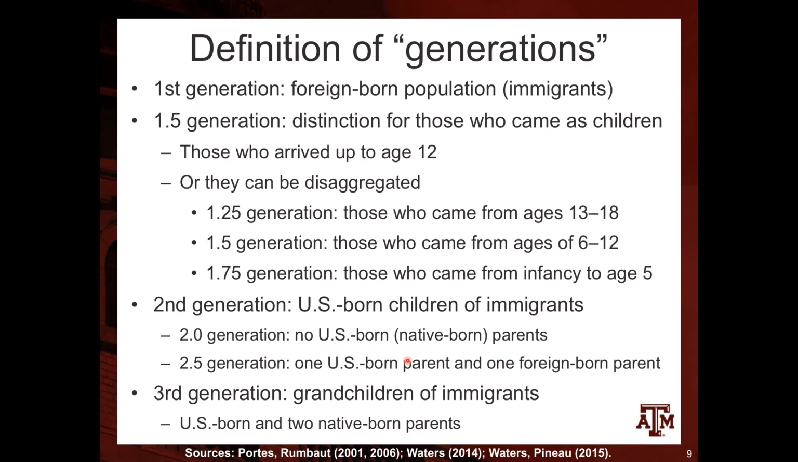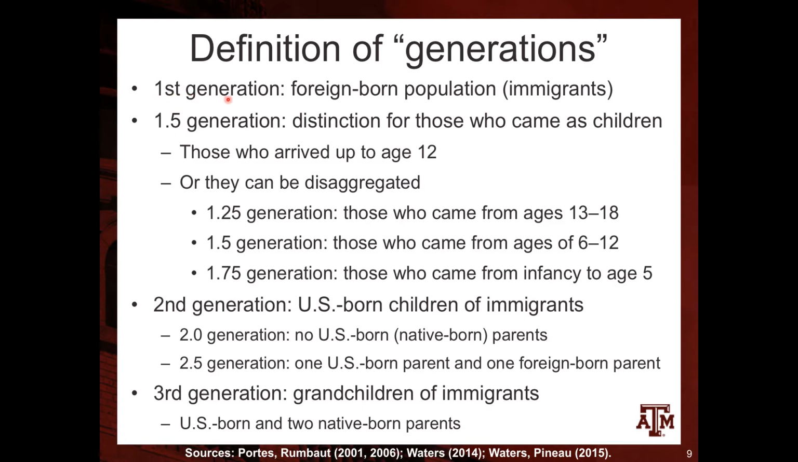Whenever we talk about international migration, it's important for us to understand the definition of generations. When we say that someone is a first-generation immigrant, those are people that are born in another country, so they are foreign-born, but they live somewhere else. So all the people who live in the United States but were born in another country are first-generation immigrants because they were not born in the US.